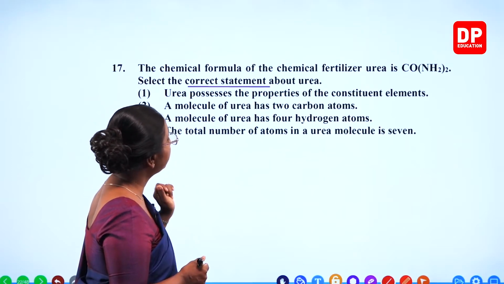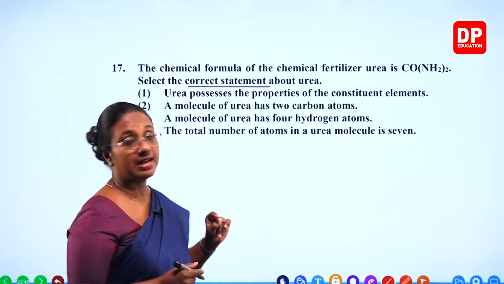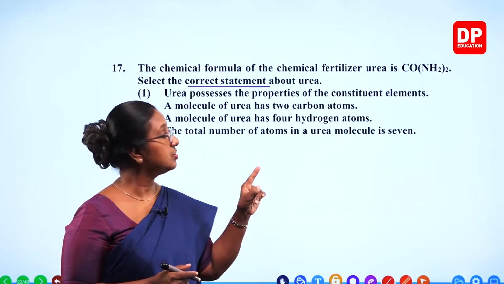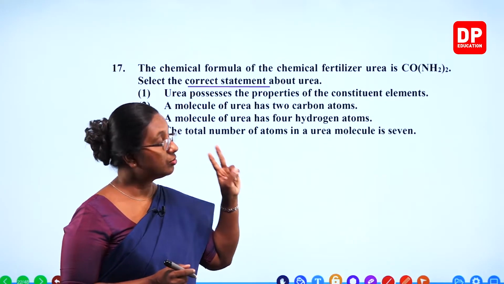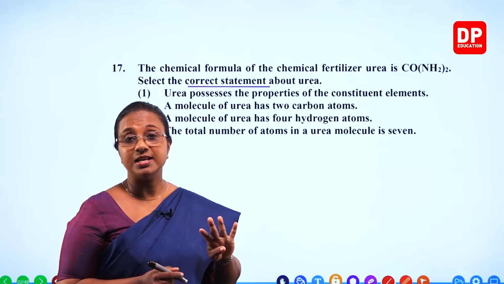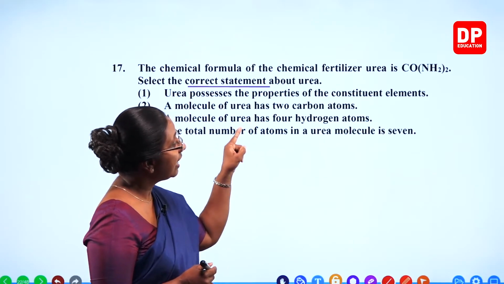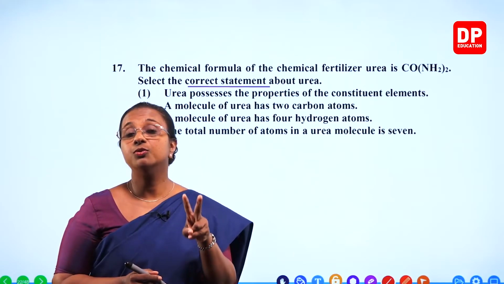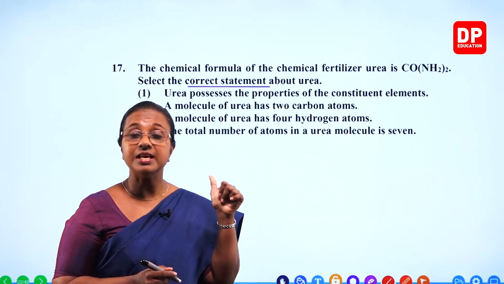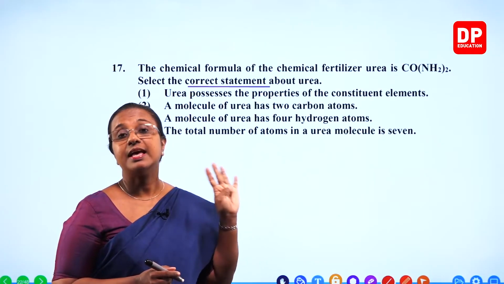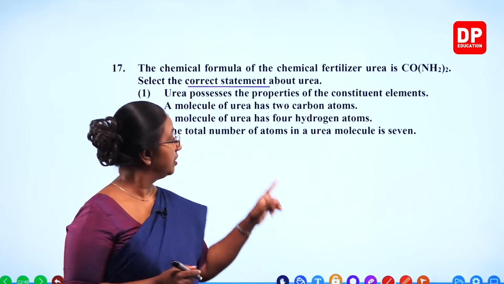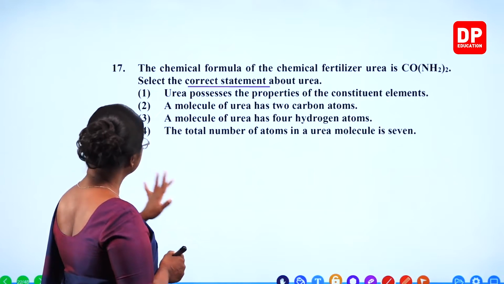A molecule of urea has 4 hydrogen atoms. That is correct. I told you all, when we write CONH2 twice, there are 2 nitrogens and 4 hydrogens. Why? There is the NH2 component 2 times. So, it has 1 carbon, 1 oxygen, 2 nitrogens and 4 hydrogens. So, the third statement is correct.